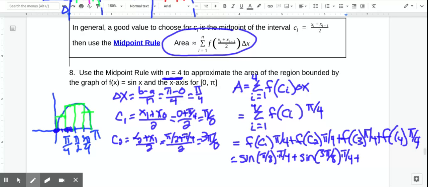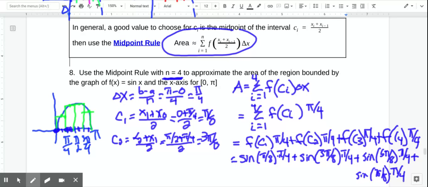Now, you may be able to figure out c3 without doing the actual formula. It's going to be the midpoint of this. So in between pi over 2 and 3 pi over 4 is going to be 5 pi over 8. So we have sine 5 pi over 8 times pi over 4. And then we have one more. We need the midpoint here between 3 pi over 4 and pi, which is going to be 7 pi over 8. So we have sine 7 pi over 8 times pi over 4.